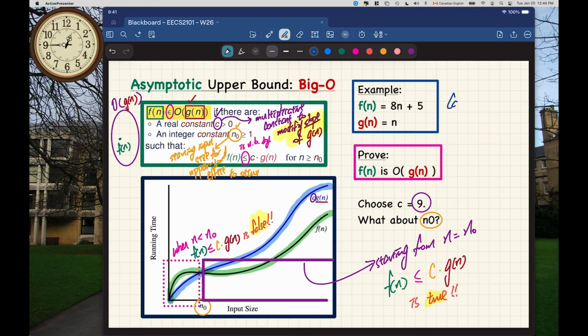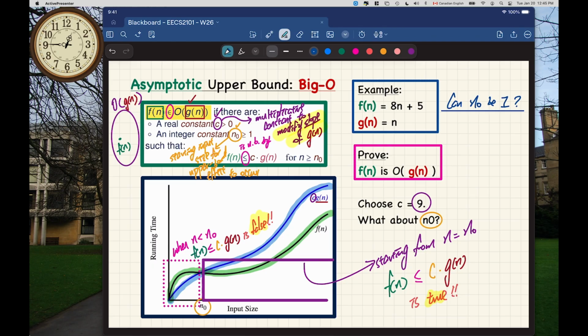Can n0 be just 1? It's a valid question to test your understanding. Given f of n and g of n, and I fixed 9 as c, can n0 be 1? True or false? Yes or no?